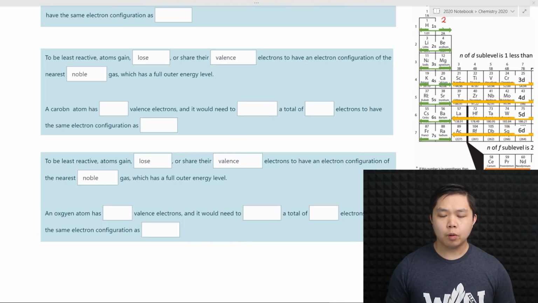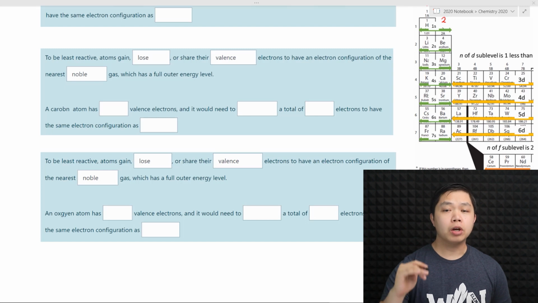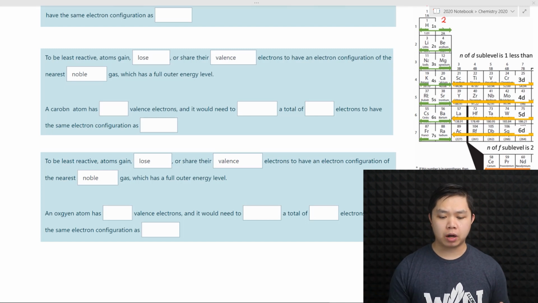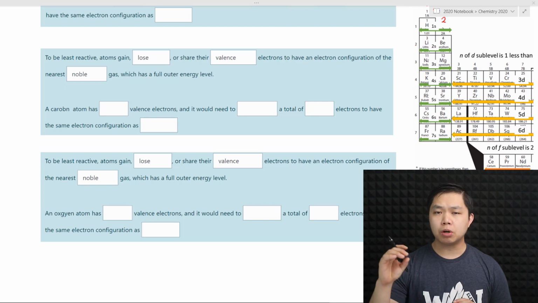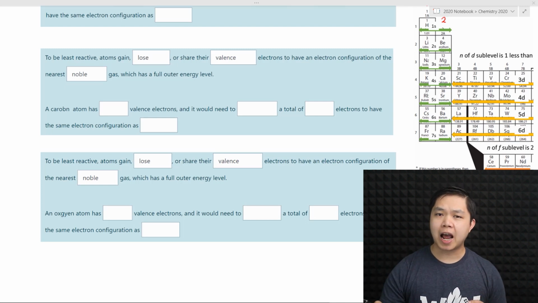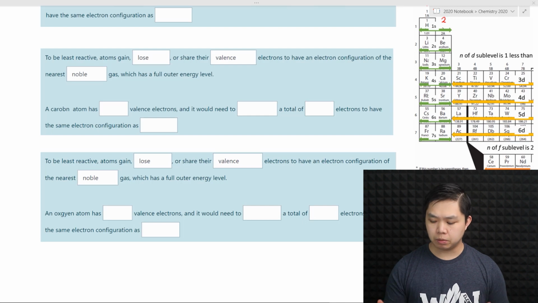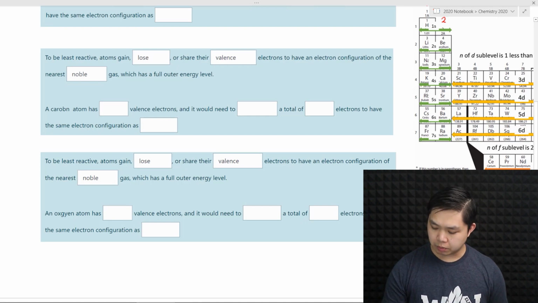In this lesson, we are going to learn how to use a periodic table to determine if an atom is going to lose, share, or gain electrons, and specifically how many electrons they need to gain, lose, or share to be least reactive, or in other words, to be stable. Now let's look at our periodic table.